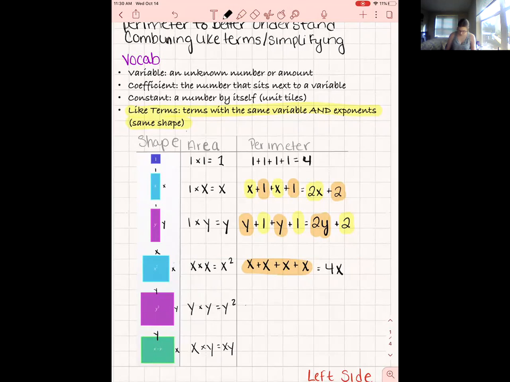I have one side length of y, another one is y. All of the side lengths of the y squared is y. Again, these are all the same variables, so I can add them together. I have 4 of them, so that's going to equal 4y.